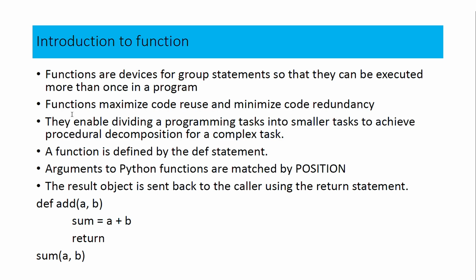So you use a function to actually write the code. A function is defined by the def statement. Arguments to Python functions are matched by position. The object is sent back to the caller using the return statement. So def add(A, B), so your sum is A plus B, then you return sum. So this is a function.